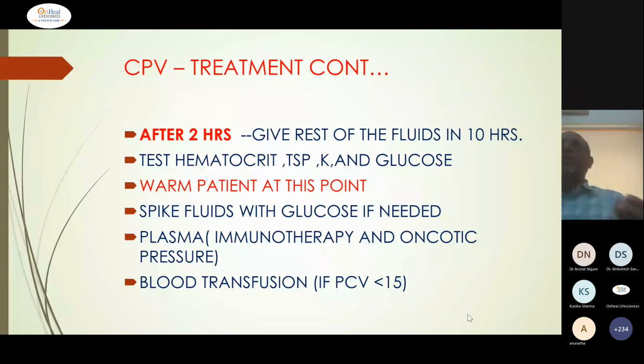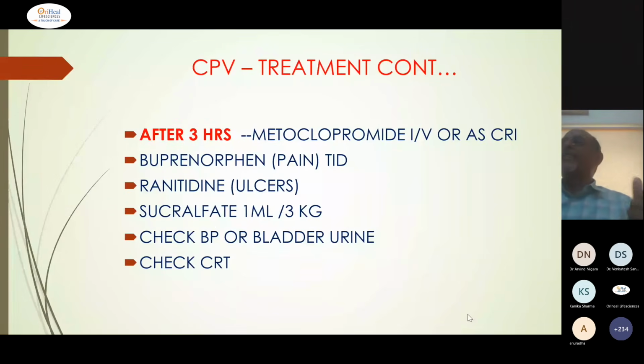After 3 hours, you can go for metoclopramide intravenously or as a CRI, constant rate infusion. Then you should go for buprenorphine for managing pain, because the whole intestines and the gastric mucosa have got inflammation. The puppy will be in severe pain. So buprenorphine should be given TID at the selected dose.